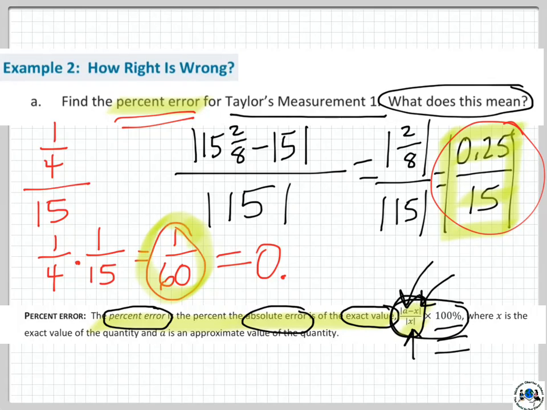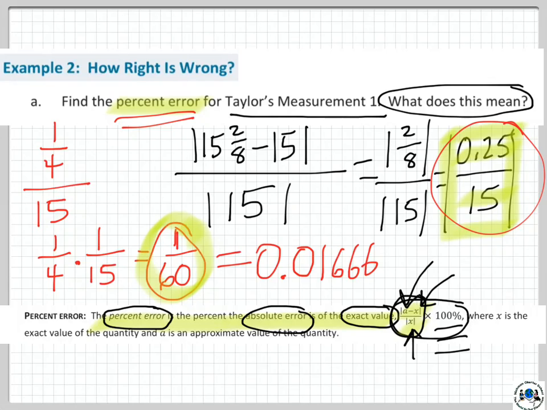I'm trying to think here. Let me... 0.1. No, it's not 1. 0.01 and 3. No, I think it's like 6, 6, 6, 6. Okay. All right. So this is what we're going to get.